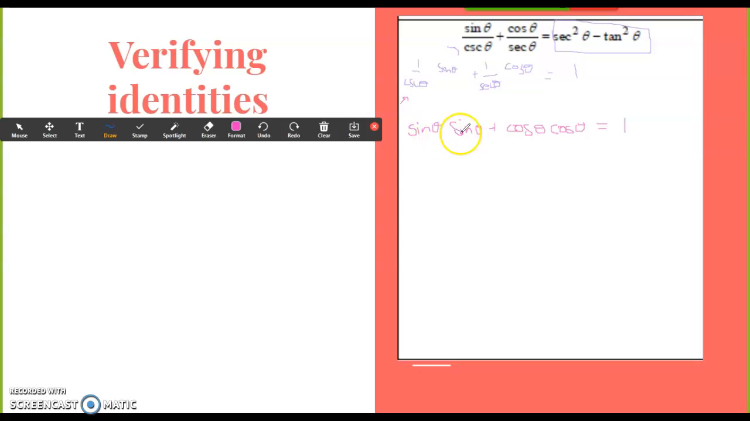And let's look at this, guys. Sine squared of theta plus cosine squared of theta. I just kind of put them together. Sine times sine is sine squared of theta plus cosine squared theta. And this does equal 1. This is our Pythagorean identity. So we know all of this from the Pythagorean identity does indeed equal 1. So we got 1 equaling 1. This is verified.